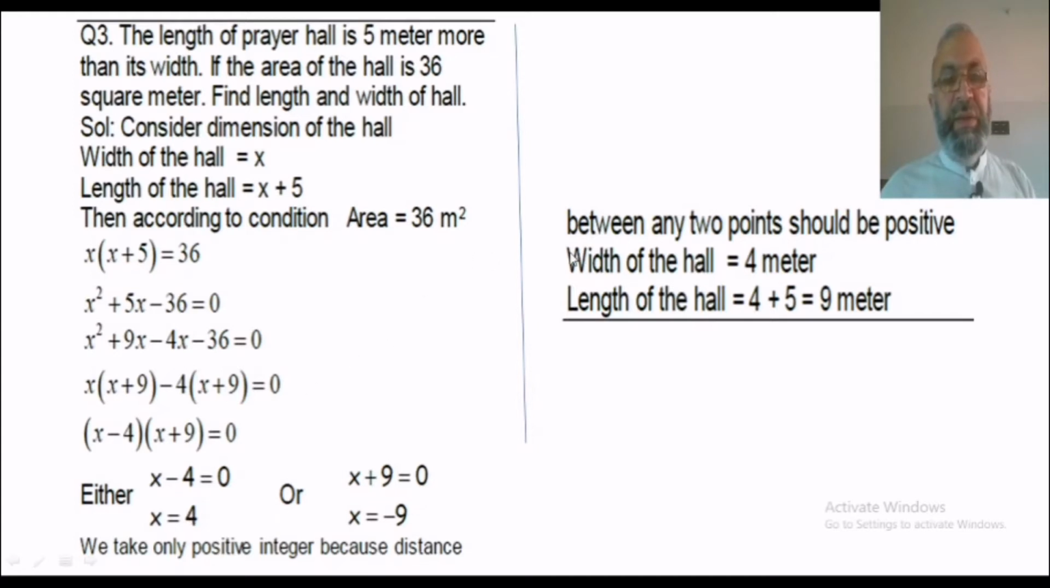By taking x is equal to 4, the width of the hall becomes 4 meter, and the length becomes x plus 5, which was already substituted. So x plus 5 means 9 meter. Thus the width of the hall is 4 and the length is 9 meter. Multiplying 4 by 9 gives 36, which was the given area of the rectangular hall.